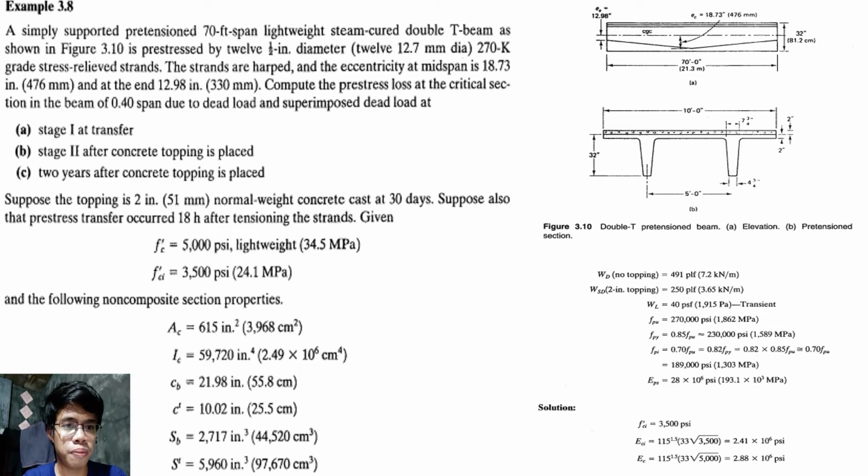The strands are harped and the eccentricity at mid-span is 18.73 inches and at the end 12.98 inches. Compute the pre-stress loss at the critical section in the beam at 0.40 span due to dead load and superimposed dead load at A, stage 1 at transfer, B, stage 2 after concrete topping is placed, and C, 2 years after concrete topping is placed. Suppose that the topping is 2 inches, normal weight concrete cast at 30 days. And suppose also that the pre-stress transfer occurred 18 hours after tensioning the strands.